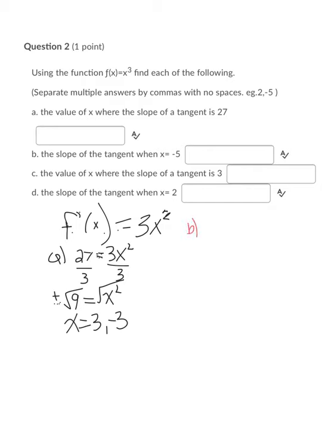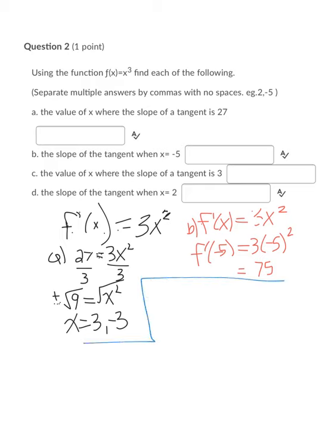Part B says the slope of the tangent when x is equal to negative 5. So again, I'm going to have f prime of x is equal to 3x squared, so just writing my equation in there. I'm saying f prime of negative 5 now, so 3 times negative 5 squared, so 3 times 25, which gives me 75.